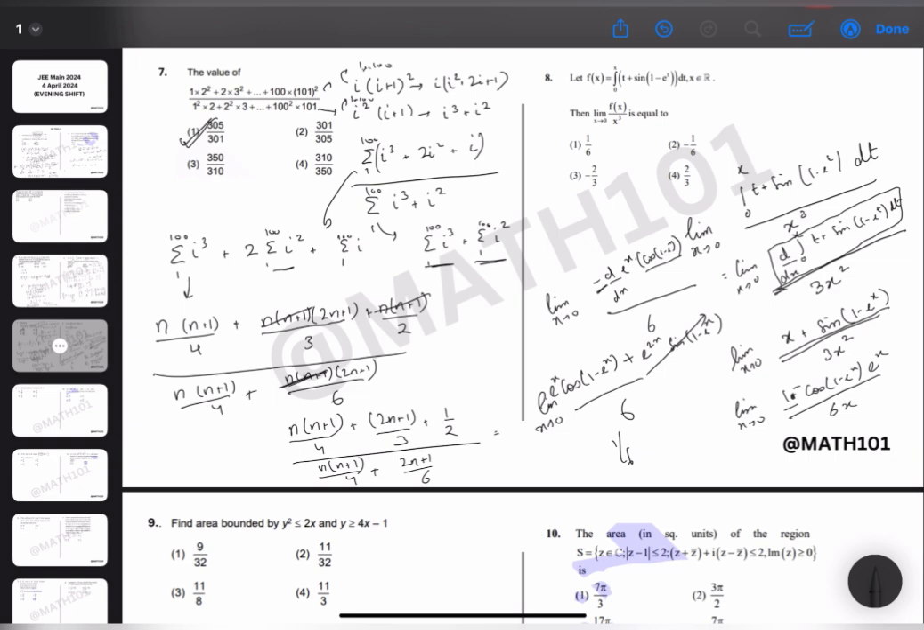We have a minus sign here. So minus d by dx of e to the power x. So we'll get a minus e to the power of x and minus here as well. And hence the answer would be minus 1 by 6. So second option.